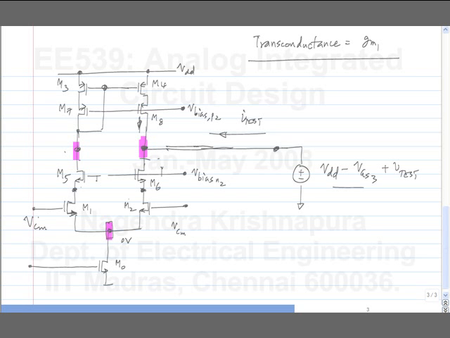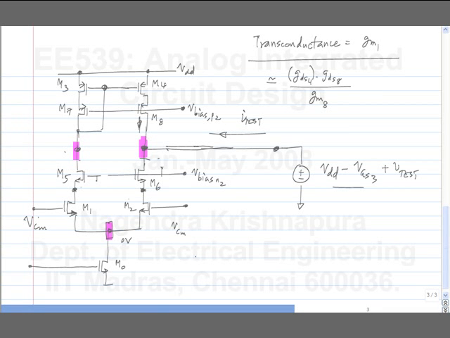Now M4 and M8 form a cascode current source. What is the output resistance of the cascode current source? Output conductance. So the output conductance is approximately GDS4 GDS8 by GM8. There will be other terms which we will neglect. So what was usually GDS4 has become this one.